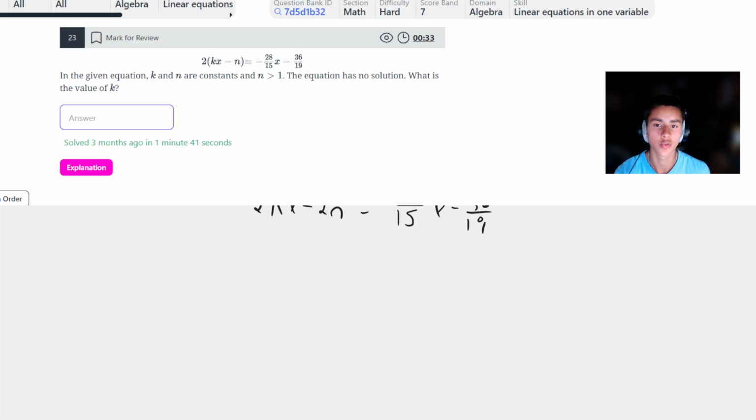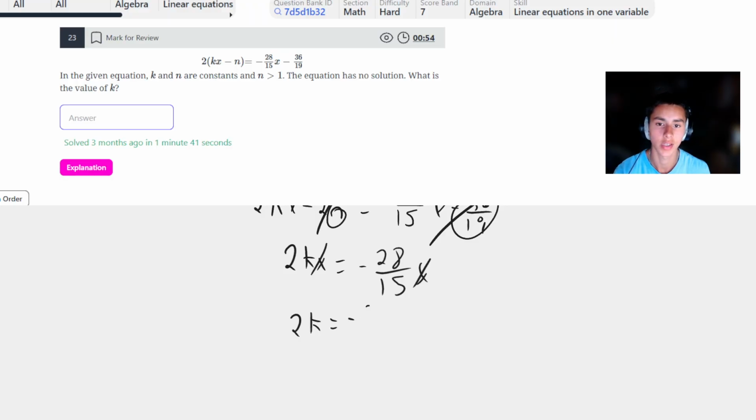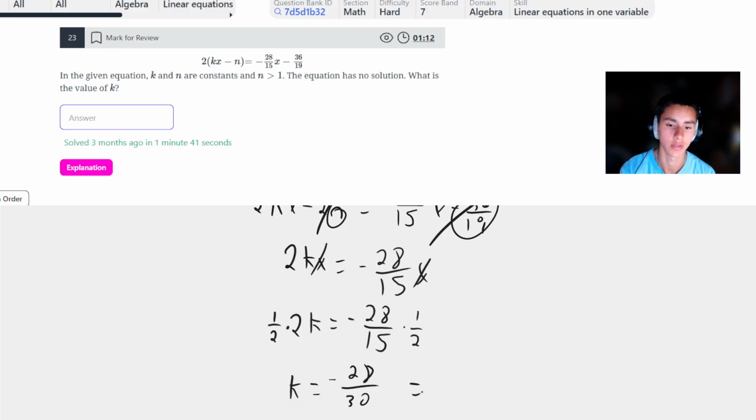So if n is greater than 1, that means say n was 1, this would be 2. This would already be greater than this. So we could disregard the y-intercept. 2kx equals negative 28 over 15x. Cancel out the x's. 2k equals negative 28 over 15. If we divide both sides by 2 or multiply by 1/2, cancel out the other side, it would be k equals negative 28 over 30. And I believe that is 14 over 15. So negative 14 over 15 is the final answer.